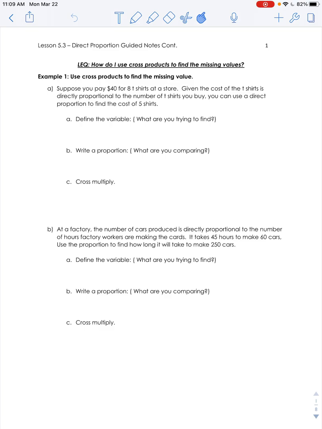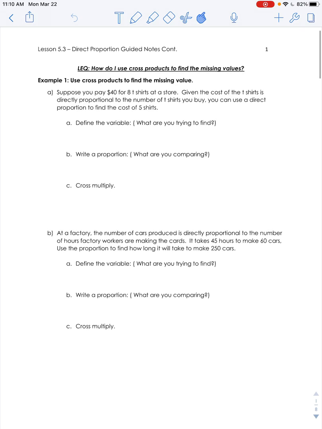So suppose you pay $40 for 8 t-shirts at a store. Given the cost of the t-shirts is directly proportional to the number of t-shirts you buy, you can use a direct proportion to find the cost of 5 shirts. So to find the variable, essentially, what are we trying to find? So I'm just going to consistently use x because that's the most common variable you will use in algebra. So x. So what are we trying to find? So we need to find the cost of 5 shirts. So we are finding the cost.